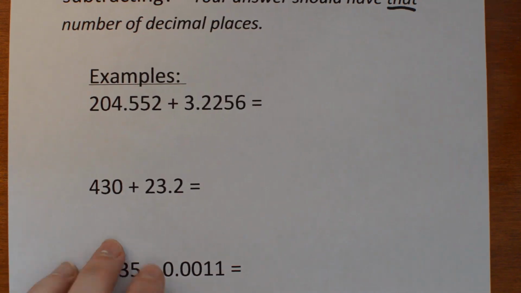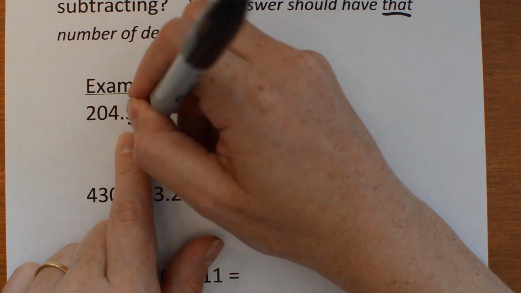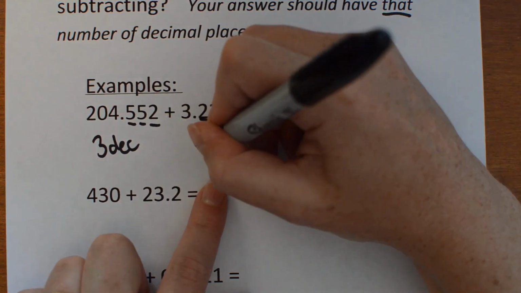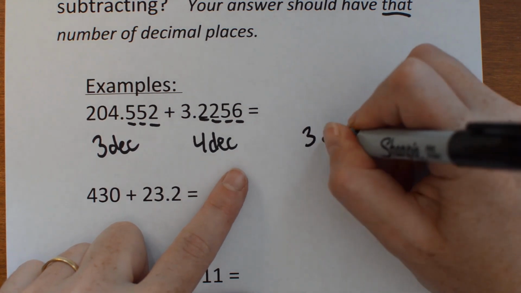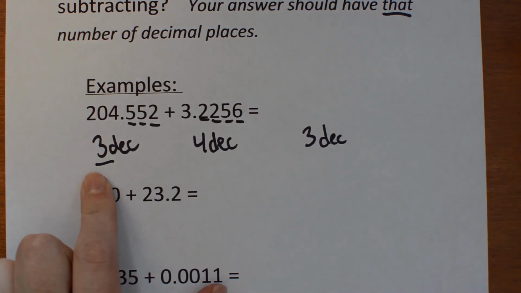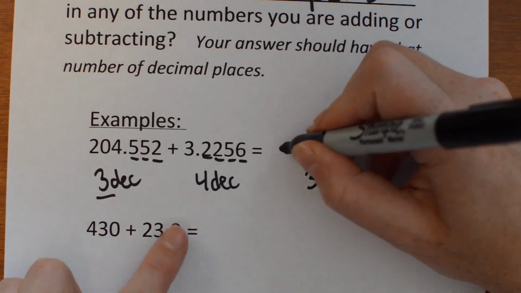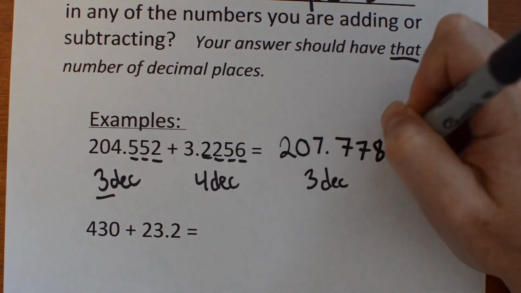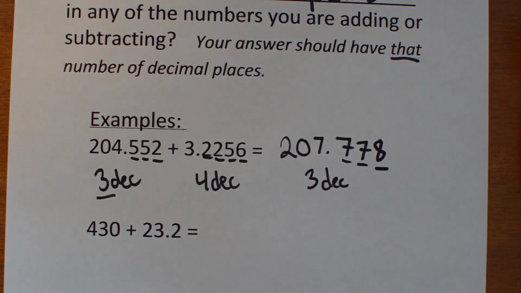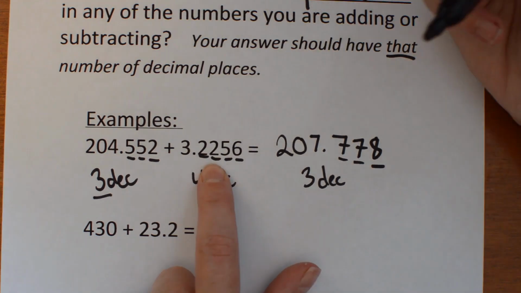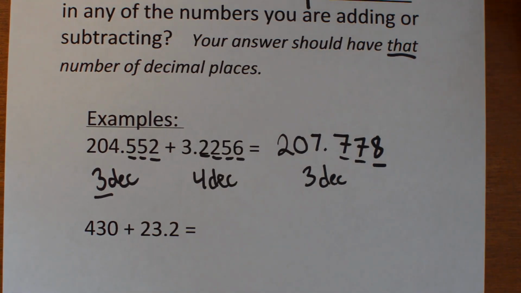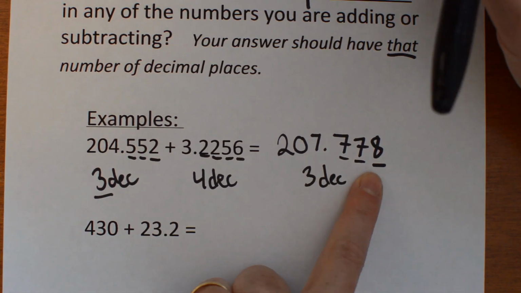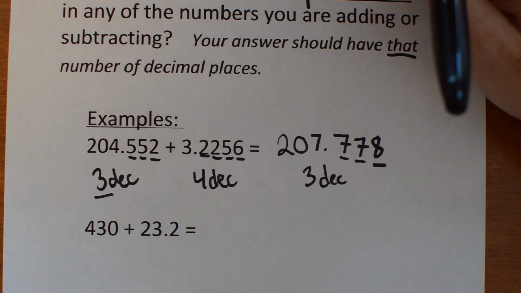decimal places. So for example, here's a number that has 1, 2, 3 decimals. This number has 1, 2, 3, 4 decimals. That means my answer needs 3 decimal places, right? It needs the smallest number of decimals. So that's going to be, when I add these two together, 207.778, and I have to stop there, just 1, 2, 3 decimals. Notice that this number actually has 5 significant figures, and I have an answer with more significant figures than that. That's totally okay, because for adding and subtracting, all I care about is the number of decimal places.